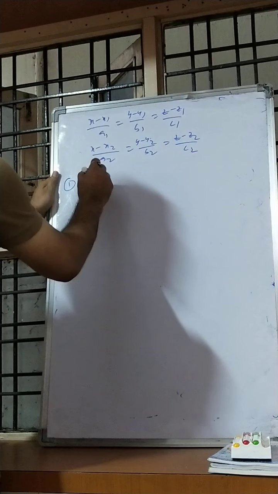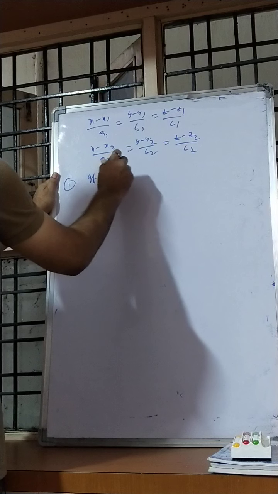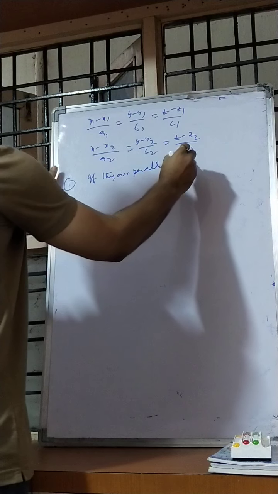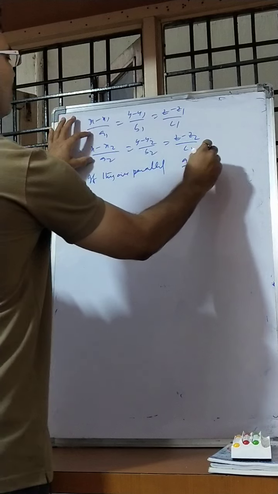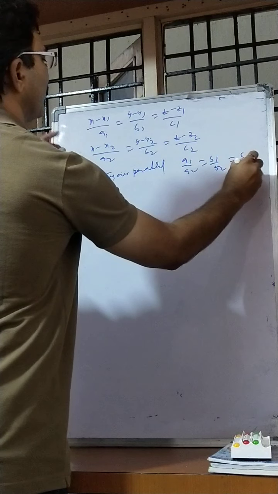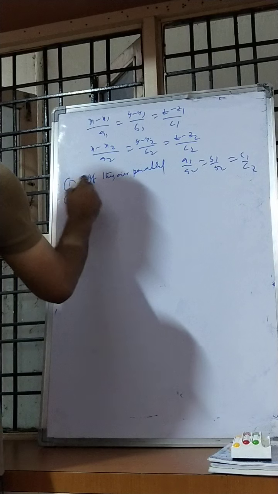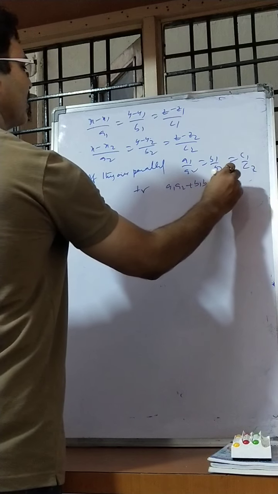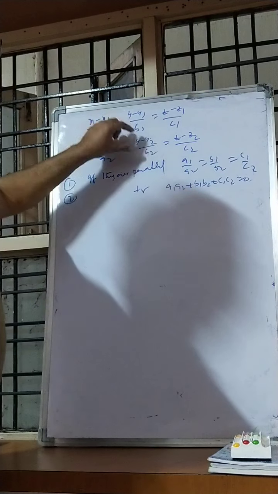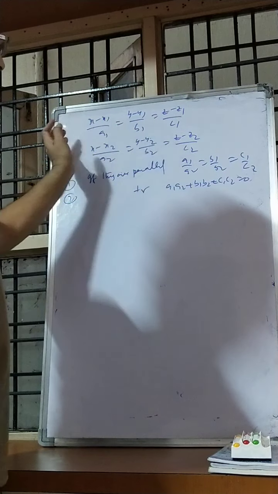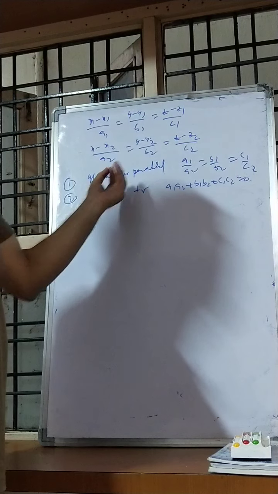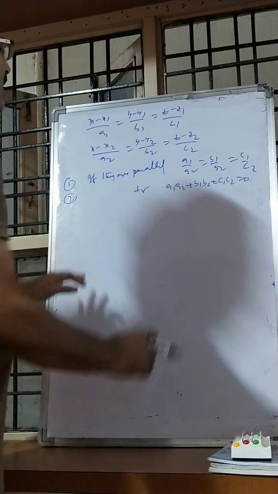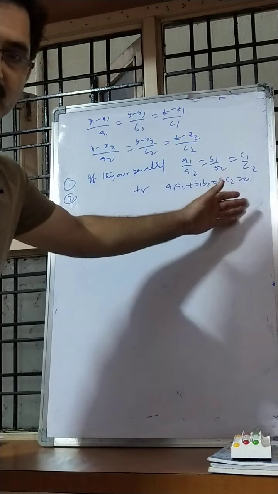First thing is, if they are parallel. What is the condition? A1 by A2 equals B1 by B2 equals C1 by C2. This is the condition. Second one is they are perpendicular. What is the condition? A1 A2 plus B1 B2 plus C1 C2 equals 0. Using this condition, they may give some constant in any one of these and say the lines are parallel or perpendicular, and ask you to find the constant. Using this formula you can get it.